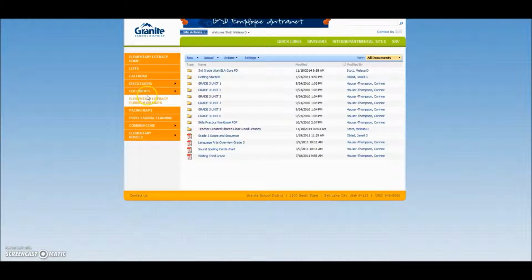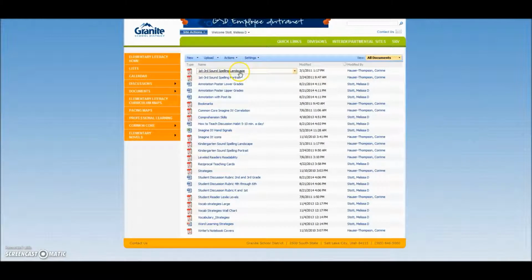Another place you can look under documents is shared documents. You can find, again, the sound spelling card, posters that you could use in small groups. There are some annotation posters. There are the bookmarks that help teach the comprehension strategies. You'll find a Common Core Imaginate correlation. There's hand signals, icons that go along with the comprehension strategies. So there's a wealth of information, a wealth of resources on here for you to use.